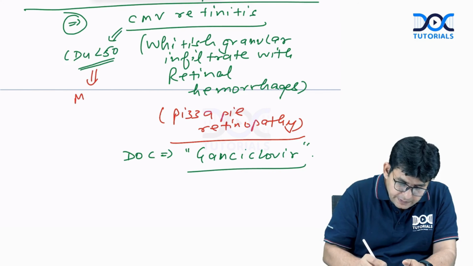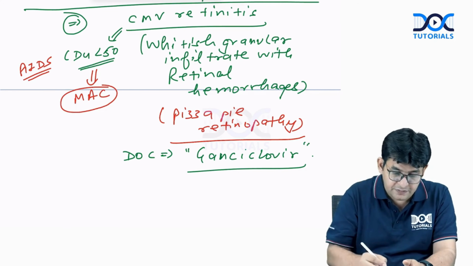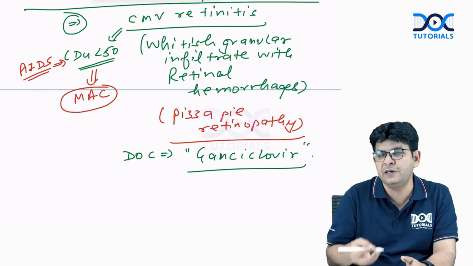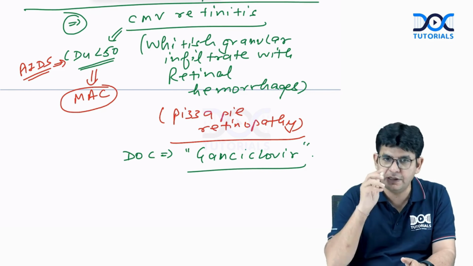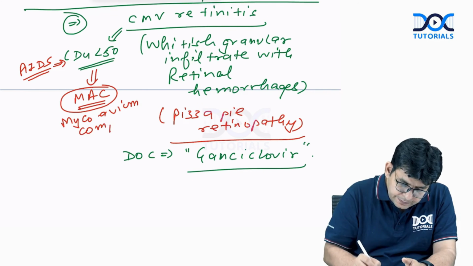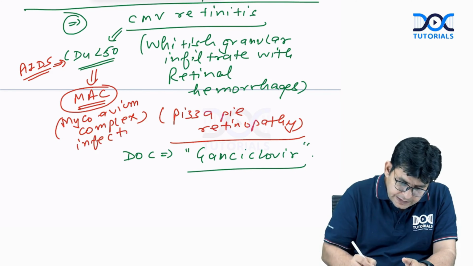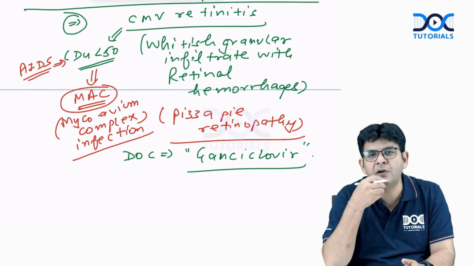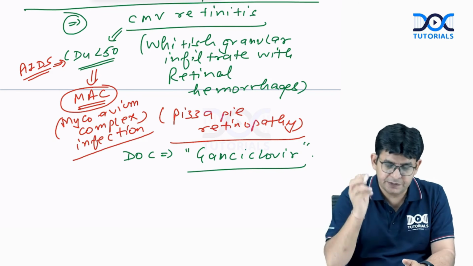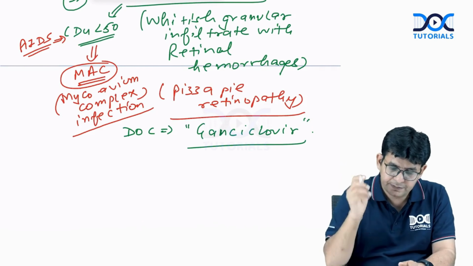Remember, in the AIDS patient, when the CD4 count goes less than 50, another important infection, if you remember from bacteriology, we have done that, is MAC, Mycobacterium avium complex infection. This can also happen when the CD4 count is less than 50. Is it fine, guys? So this is regarding the CMV retinitis stuff. Okay.